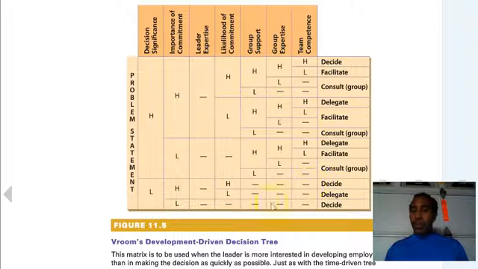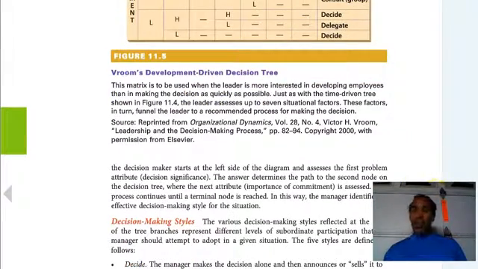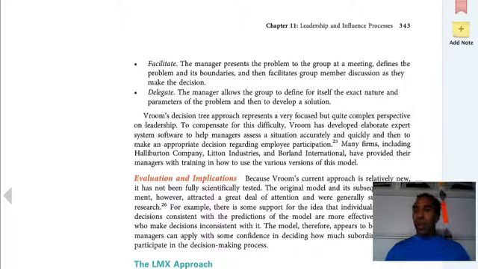And this is his development-driven decision tree. And like we talked about training development, everything needs to be training and development oriented and fall in line with what the company has set forth in terms of their direction.